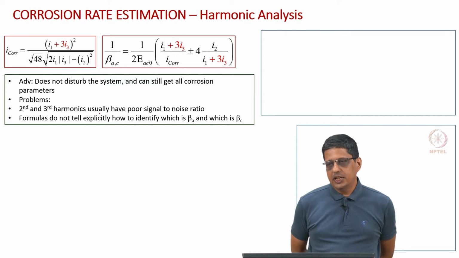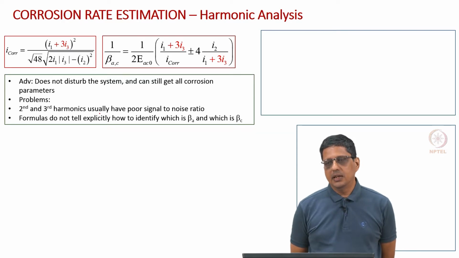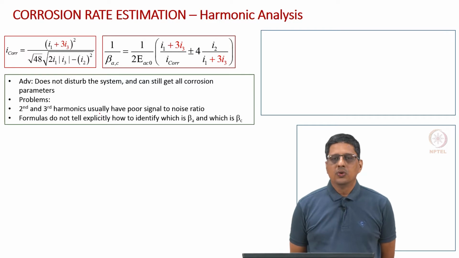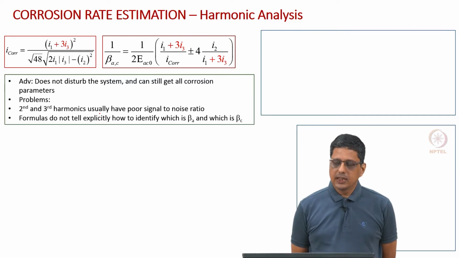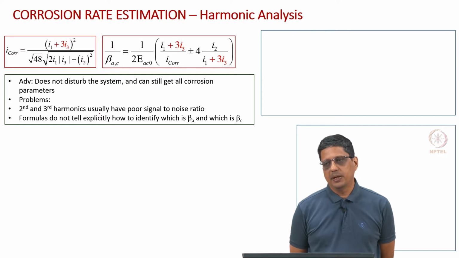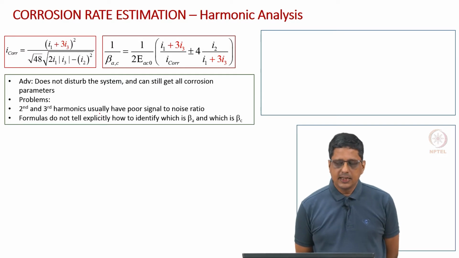Now, the advantage is that the amplitude is still not very large, it is not like potentiodynamic polarization. You can stay within 20-30 millivolts, so you do not disturb the system that much, and you can still get all the corrosion parameters, that is I_corr, beta A, beta C, whereas with linear polarization and impedance spectroscopy, you can get only Rp. Now, there is a problem.